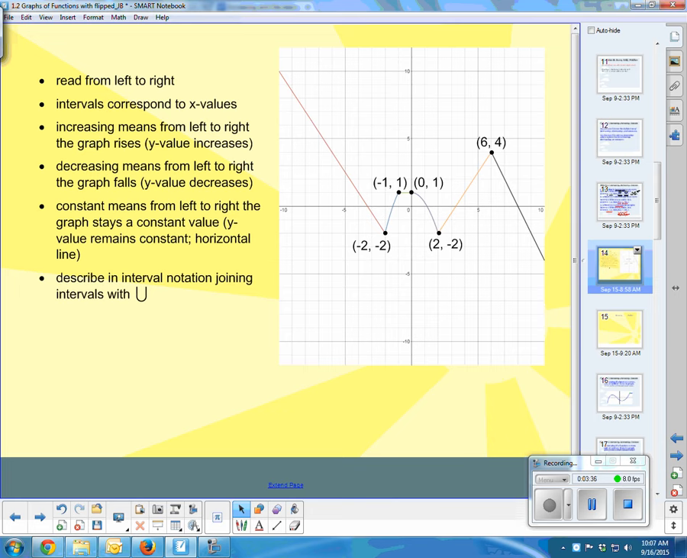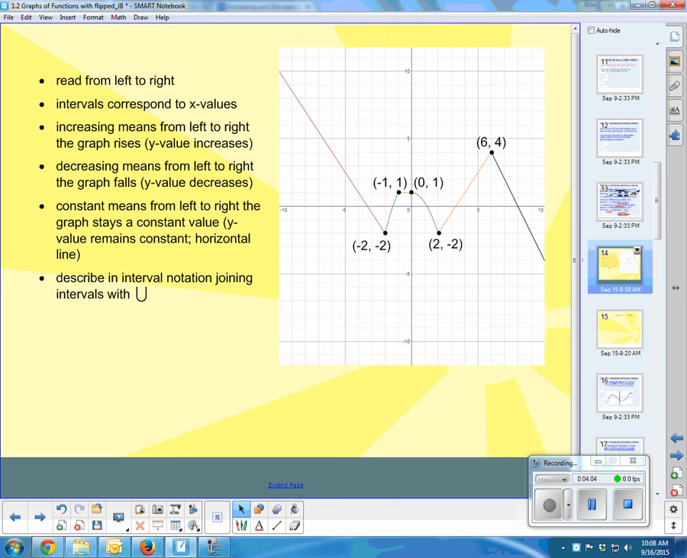Okay, so in your book, where the definitions are listed, we also have this graph. There are all different parts going on. You've got this line with a negative slope, then part of a curve, then a horizontal piece of a line, then another curve, and another line, and another line. And they give you some ordered pairs that are on the graph: -2, -2; -1, 1; 0, 1; 2, -2; and 6, 4.